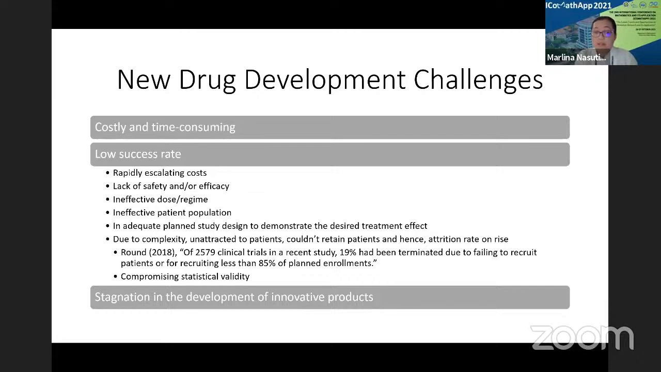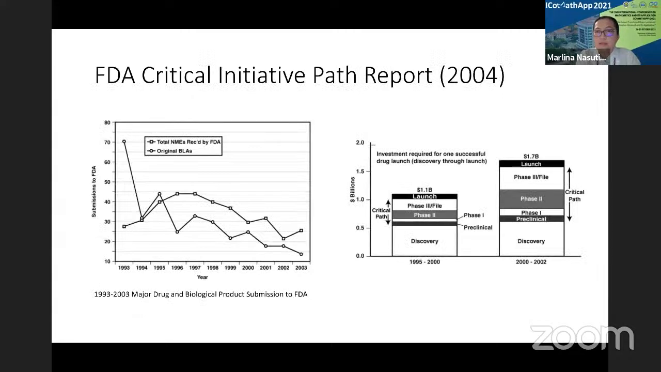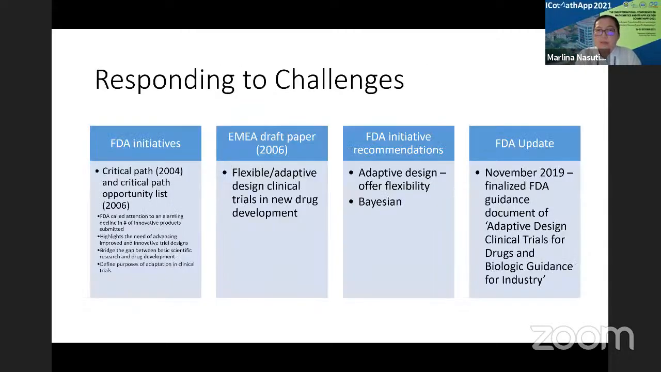And the last one, there is stagnation in the development of innovative products. These are multiple angles of challenges that new drug development has been known for. So based on some report back in 2004, kita bisa lihat di sini bahwa ada penurunan dari jumlah aplikasi yang masuk kepada FDA here for new molecular entity as well as biologic license, but at the same time, the costs rise. So it's becoming the challenge now.